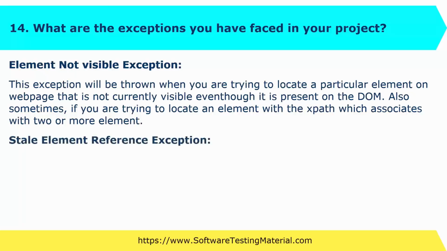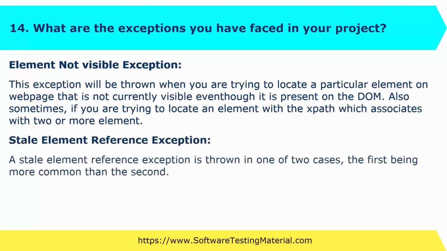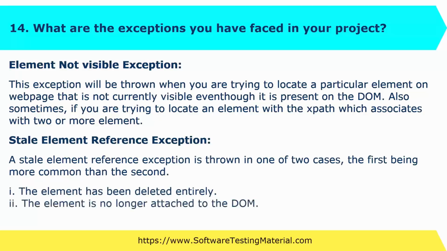Stale element reference exception. A stale element reference exception is thrown in one of two cases, the first being more common than the second. The two reasons for stale element reference are the element has been deleted entirely, or the element is no longer attached to the DOM. We face this exception when the element we are interacting with is destroyed and then recreated again. When this happens, the reference of the element in the DOM becomes stale. Hence, we are not able to get the reference to the element.